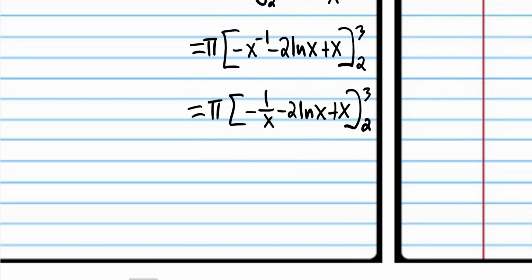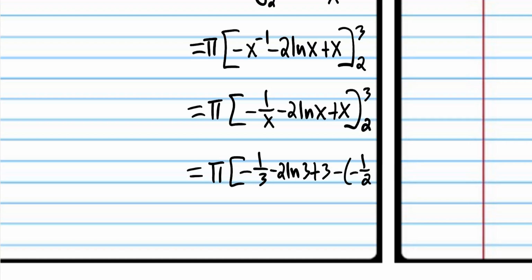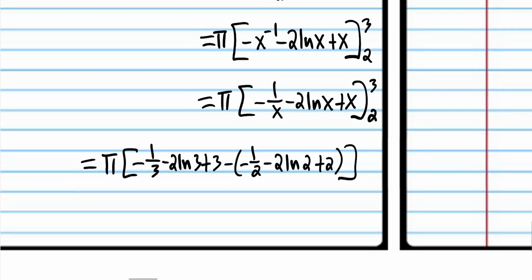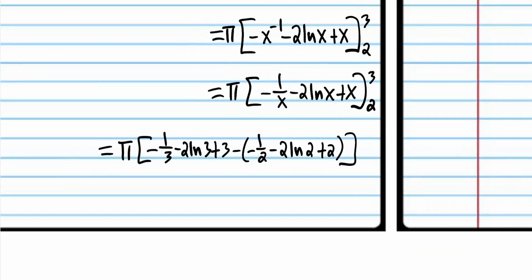And now we're ready to plug in our numbers. So we have negative 1/3 minus 2 times natural log 3 plus 3, minus negative 1/2 minus 2 times natural log 2 plus 2. So let's double check all this, make sure we did everything correctly. Looks like everything is correct.